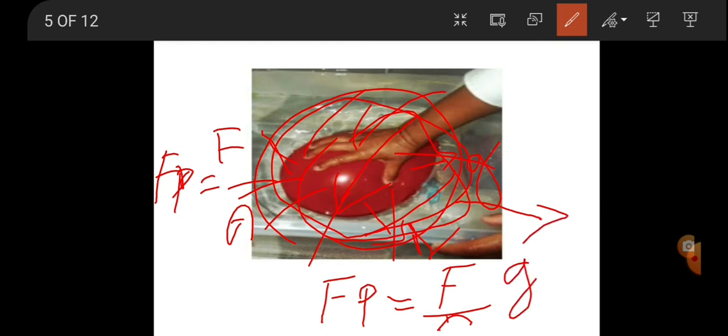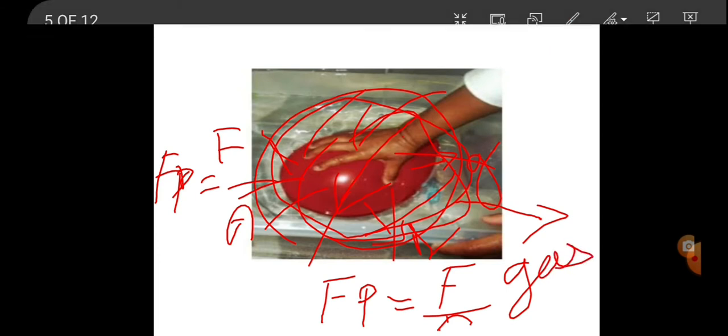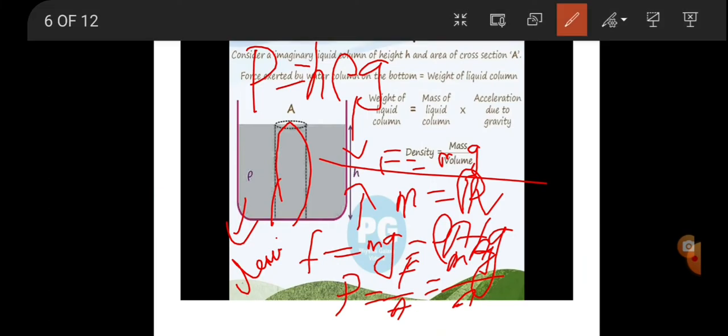Next, pressure due to liquid columns. A tall beaker is filled with liquid, so that forms a liquid column. The area of cross section at the bottom is A, and the density of the liquid is rho, with a given height h. We know that the thrust at the bottom of the column, F, is equal to the weight of the liquid. So force is equal to mg.